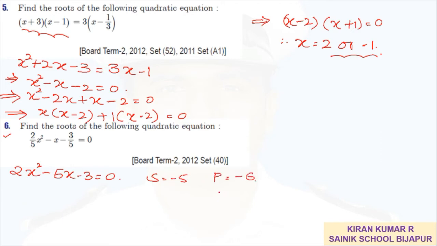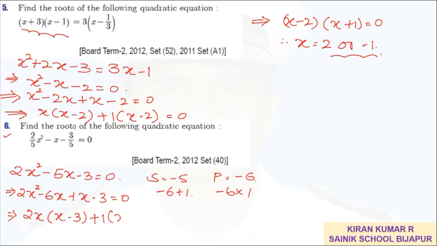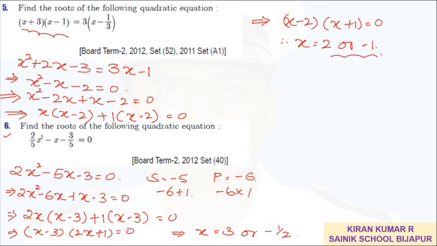It's possible with -6 into 1 and -6 plus 1. Therefore the given equation's middle term I'll write as -6x plus x minus 3 equal to 0. First two terms, 2x common, x minus 3, plus 1 is common, x minus 3 equal to 0. X minus 3 is common into 2x plus 1 equal to 0. Therefore the value of x we get as +3 or -1 by 2.